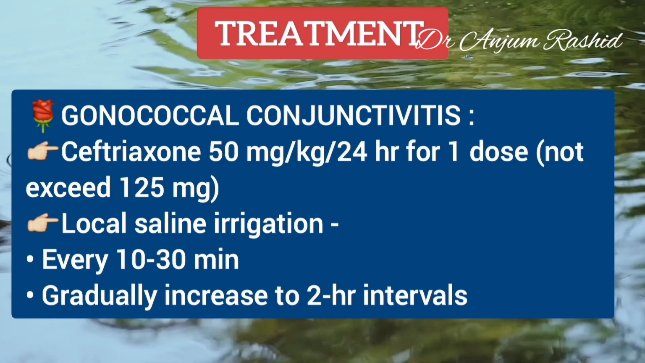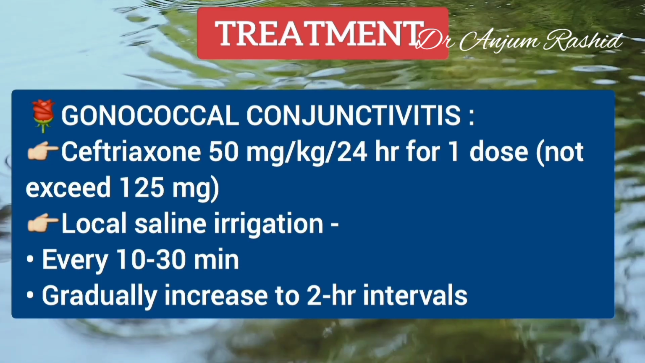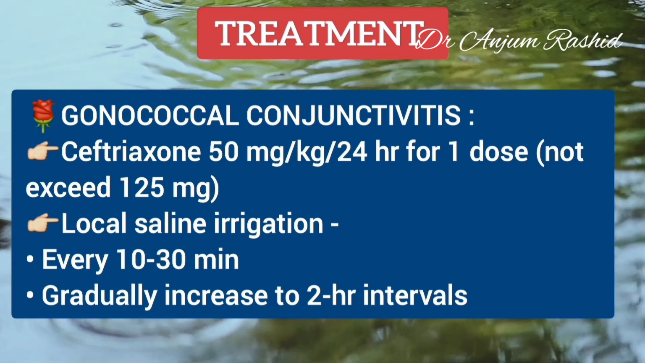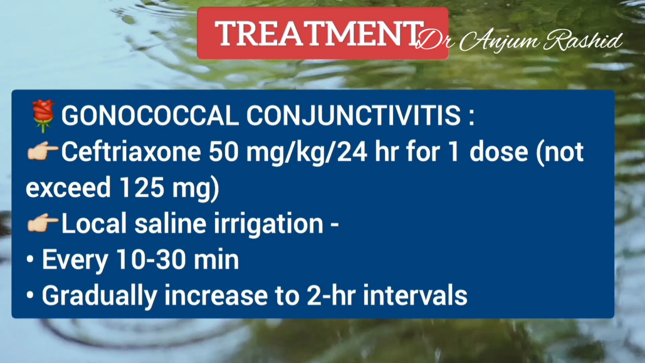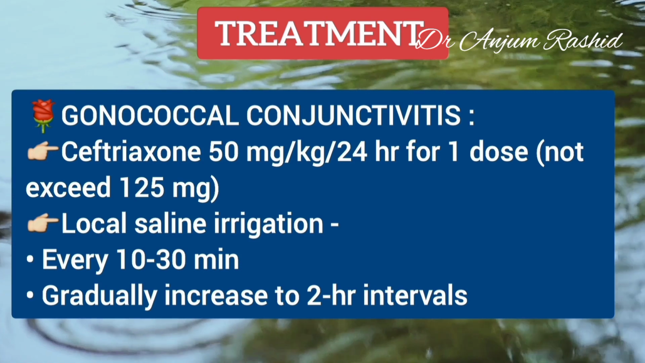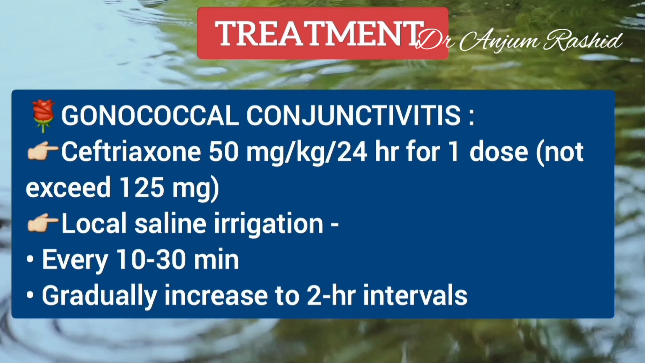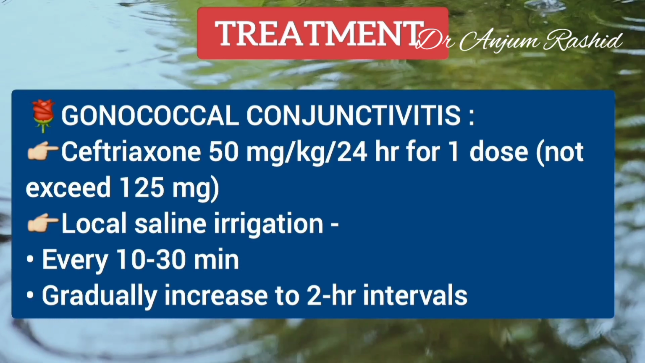So for the gonococcal ophthalmia, treatment consists of ceftriaxone 50 mg per kilogram per 24 hours for one dose, and it should not exceed 125 mg. The eye should also be irrigated initially with saline every 10 to 30 minutes. It is gradually increased to 2-hour intervals, and this is done until the purulent discharge has cleared.